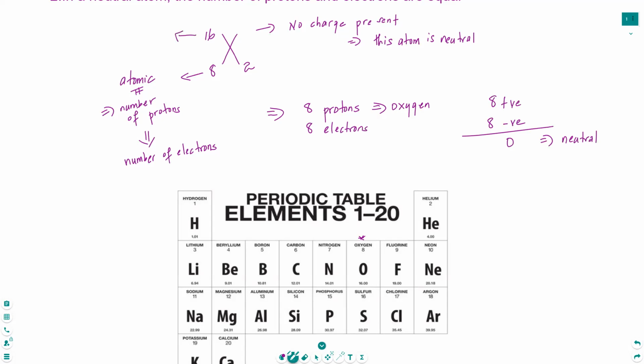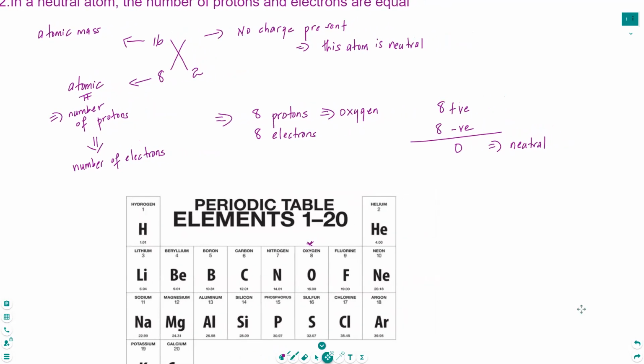This number at the top tells us the atomic mass. The atomic mass tells us the number of neutrons and the number of protons. Sometimes you will see the symbol A representing atomic mass and the symbol Z representing the atomic number. The atomic mass tells us the total number of protons plus neutrons in the nucleus. Remember, the electrons don't have any mass, so it basically tells us how heavy the atom is.